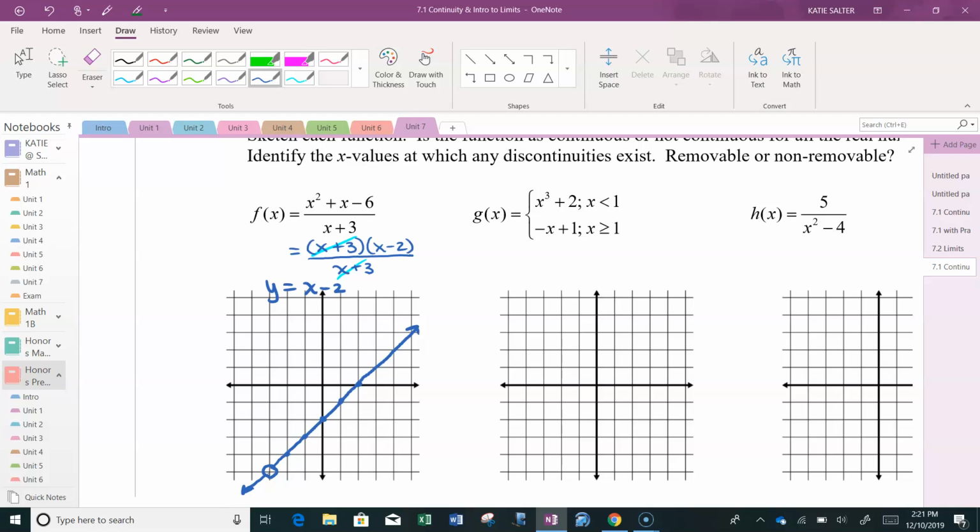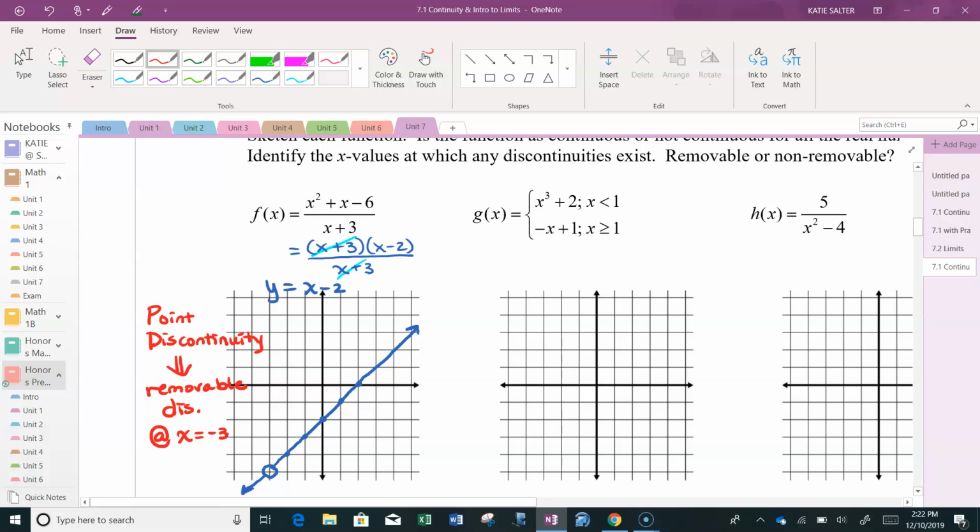So in this case, this one has point discontinuity. And it is a removable discontinuity. And that point discontinuity occurs at x equals negative 3.